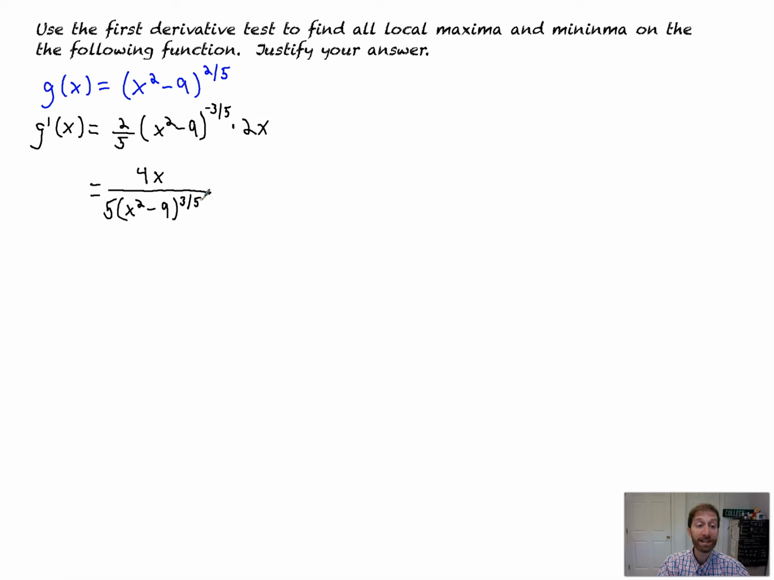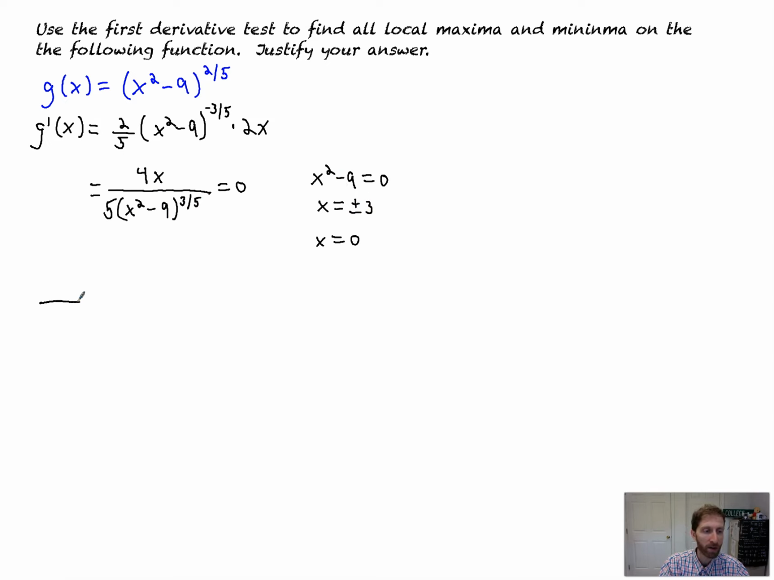Now, this is non-existent when the derivative is undefined, and that happens where x squared minus 9 equals 0, because we're going to get a 0 in the denominator. That is when x equals plus or minus 3, solving that out. So you have two critical numbers at plus or minus 3, and we've got a critical number at x equals 0, because if I set this equal to 0, that will occur when 4x equals 0. And the denominator will equal 0 at plus or minus 3. Right? 3 squared or negative 3 squared gives you 9.